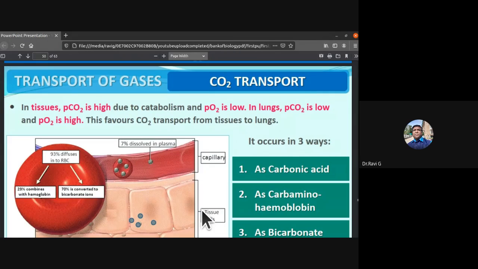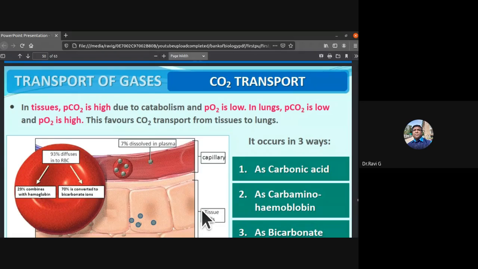Next, carbon dioxide transport. In tissues, partial pressure of carbon dioxide is high due to catabolism, that is respiration, and partial pressure of oxygen is low. In lungs, partial pressure of carbon dioxide is low and partial pressure of oxygen is high. So this favors carbon dioxide transport from tissues to the lungs.